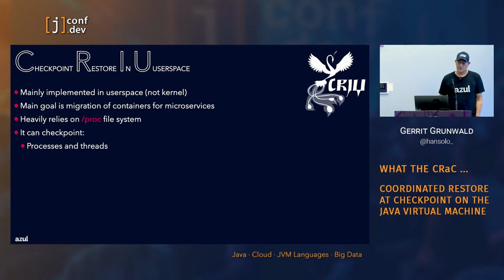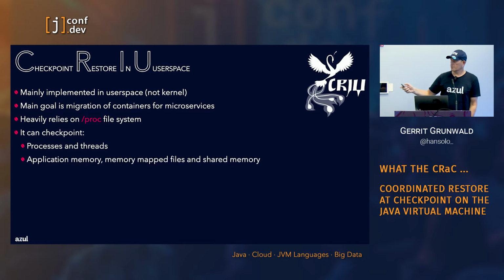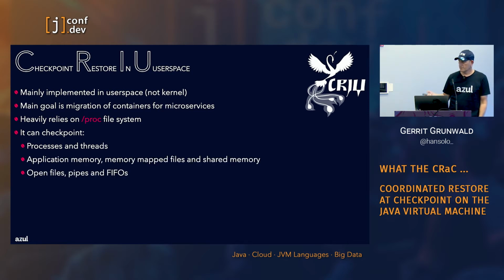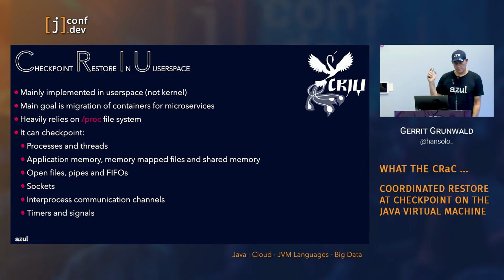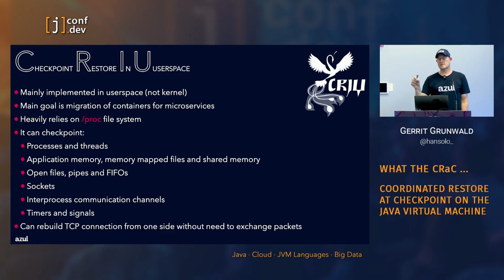And it can checkpoint lots of stuff, like processes and threads, memory-mapped files, shared memory, application memory, open files and FIFOs and pipes, sockets, inter-process communication channels, timers and signals, and it can rebuild a TCP connection from one side. So there's no real need to have both sides, right? That's something specific to CRaC. There are other projects on Linux that do more or less the same, but we use CRaC because I think it's the most advanced one, right?